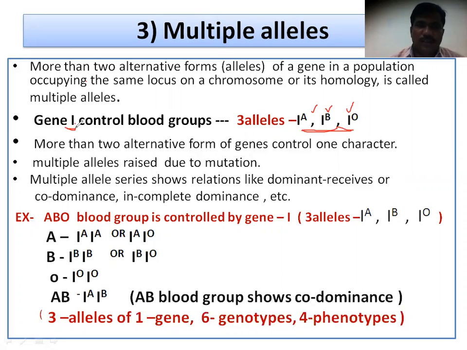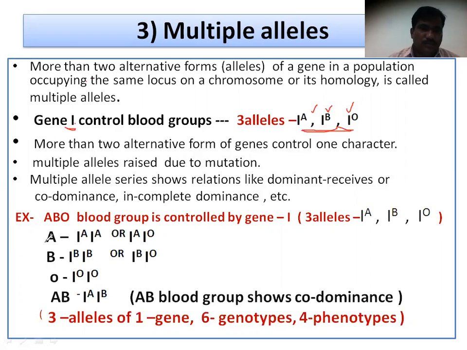These multiple alleles show interactions. They show complete dominance, codominance, or one allele is dominant over another, and another is recessive, so they have some interaction. Why are these multiple alleles formed? Multiple alleles are formed due to mutation. Some mutations take place in a normal or wild type allele to form the different types of alleles.